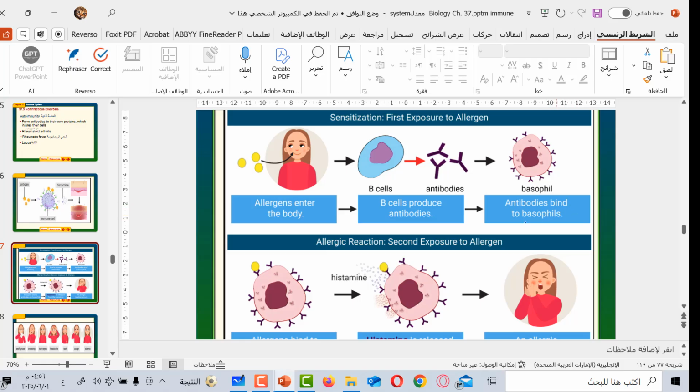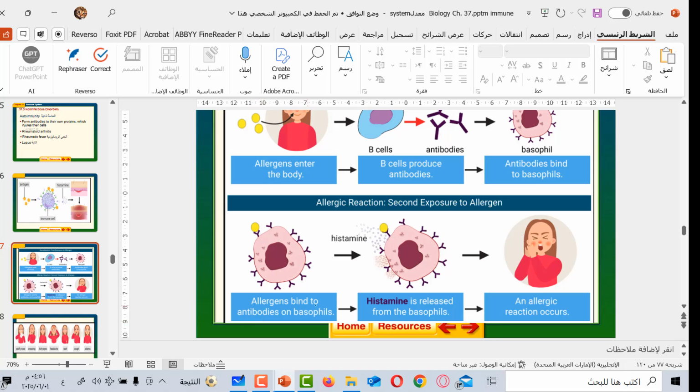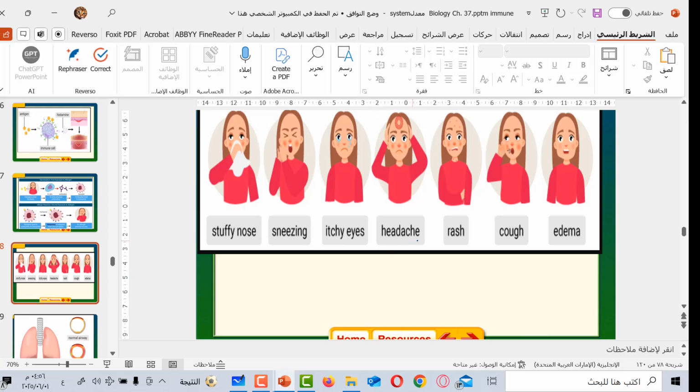بعد كده الانتيبوديز bind to the pathogen. بعد كده الالرجينز bind to the antibodies on the pathogen. بعد كده يفرز الهستامين، وتظهر الاعراض بتاعة الالرجيك. ايه هي بقى اعراض الالرجيك؟ ممكن عندنا ستافي نوز، سنيز، دموع العين، صداع، الرش اللي هي الحكة، والكحة، والإديمة اللي هي بتعتبر فتور كده.